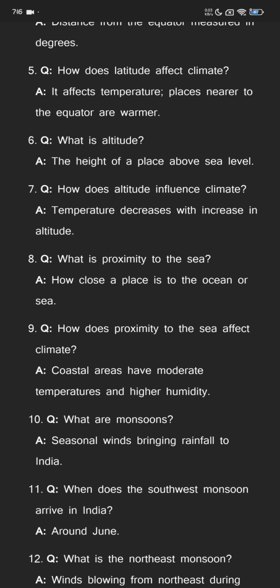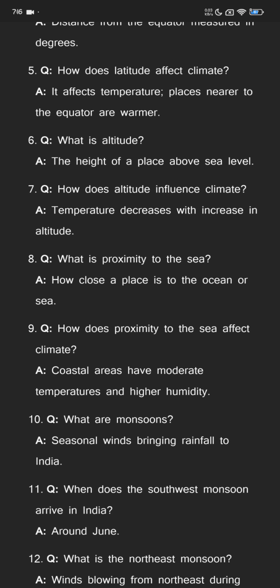What is proximity to the sea? How close a place is to the ocean or sea. How does proximity to the sea affect climate? Coastal areas have moderate temperatures and higher humidity.